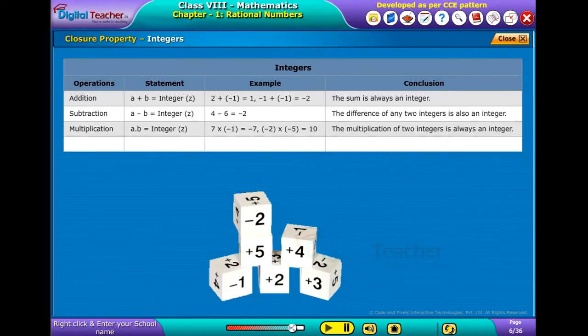Under division, it states that if two integers are divided, the result is not an integer. For example, 7 by 5 is equal to 1.4. It concludes that the division of two integers is not an integer.